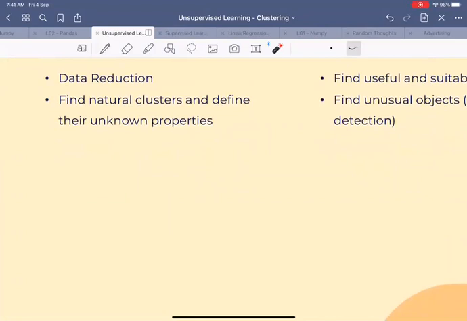Group similar kind of data. Mm-hmm. That will reduce the number of categories. That's a kind of reduction.